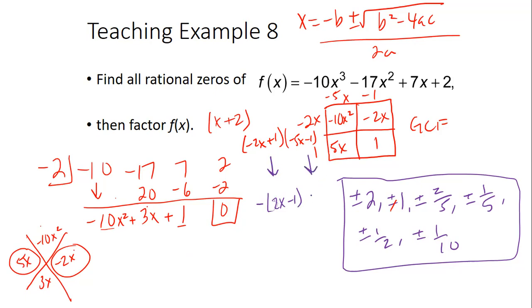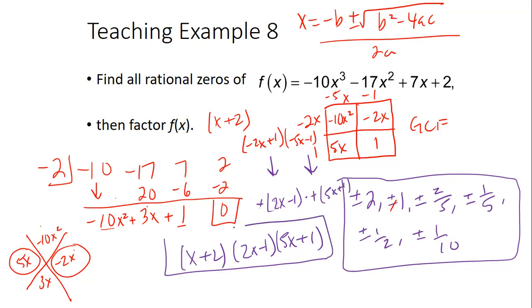This one would be times -5x plus 1. But what happens here? A negative times a negative makes a positive, so your negatives are going to cancel out. This is what your final answer is: x plus 2 times 2x minus 1 times 5x plus 1. That is it in fully factored form.